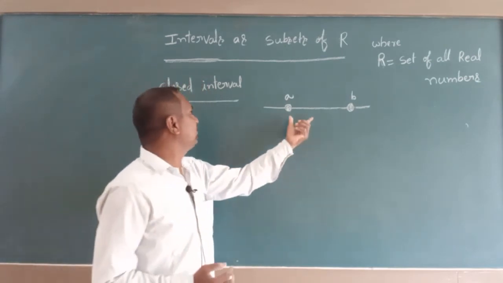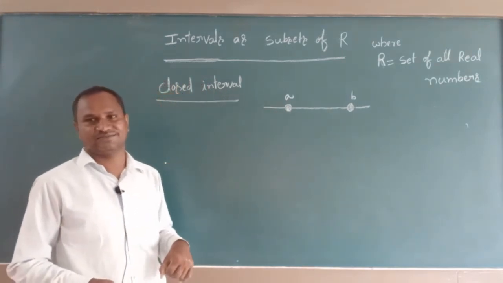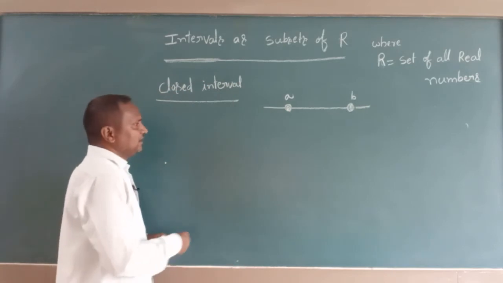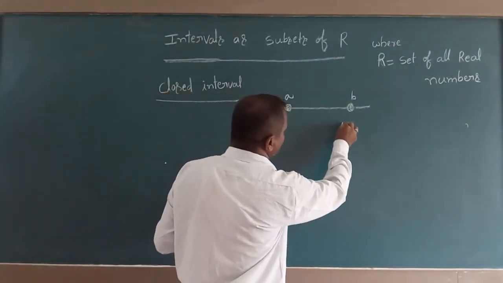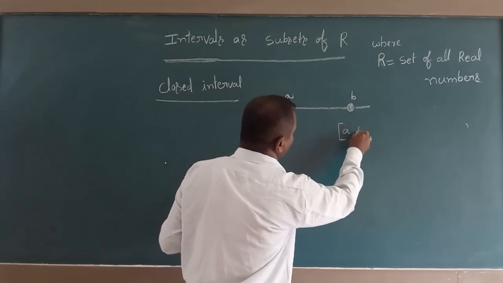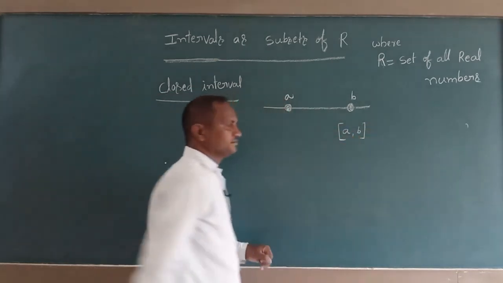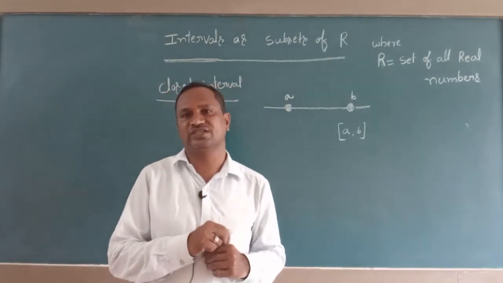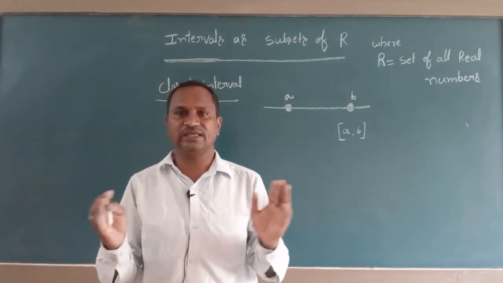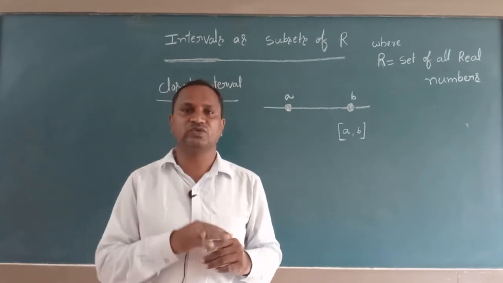Then we are going to form subsets with the help of those numbers. That interval is called a closed interval. That is the definition, and it is represented like this, closed interval [a, b]. Closed means including a and b and the numbers between them.